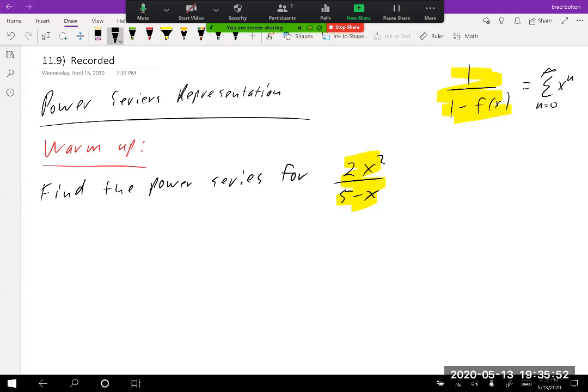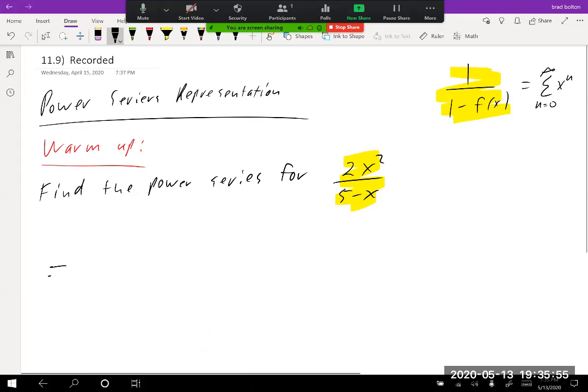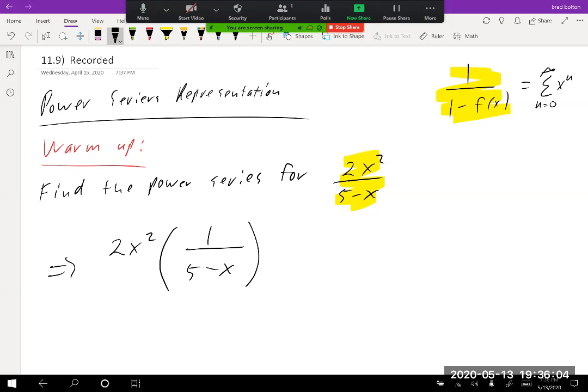So first thing I notice is that 2x squared can't be there. So I'm going to say that we have 2x squared times 1 over 5 minus x, okay? That seems like a pretty quick fix. But then I notice that I'm supposed to have a 1 right there, and I have a 5 instead. So that means I have to pull a 5 out. So this is going to be 2x squared over 5 times 1 over 1 minus x over 5, okay?